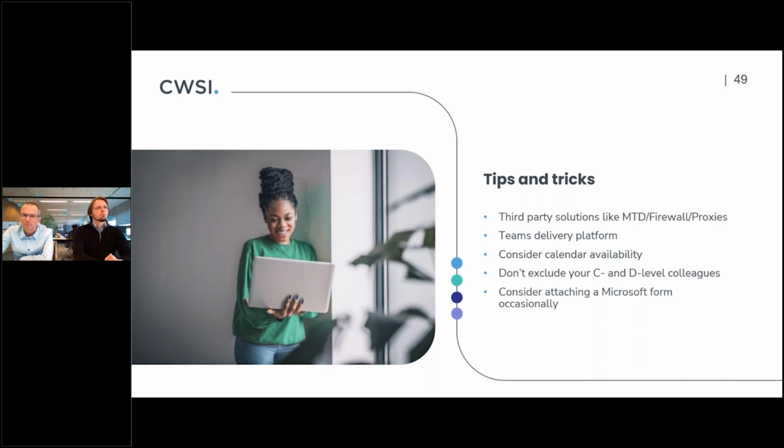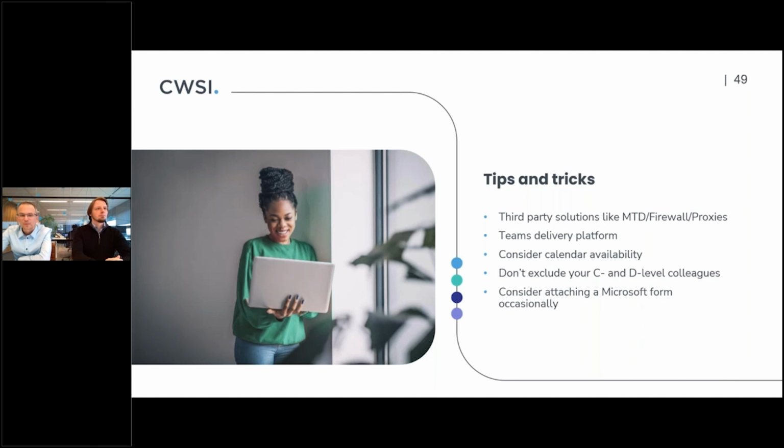I hope I don't have to explain this one, but don't exclude your C and D level colleagues from an attack simulation training. And I'm mentioning this because we see this happening quite often, but you want to test those high value targets as well within your organization. So please include them instead of excluding those colleagues in an attack simulation training campaign. Yeah, you could even create specifically automated simulations for that C and D level employees or colleagues that might be more of a spear phishing email, right? Exactly. So, yeah, that's an interesting one as well.